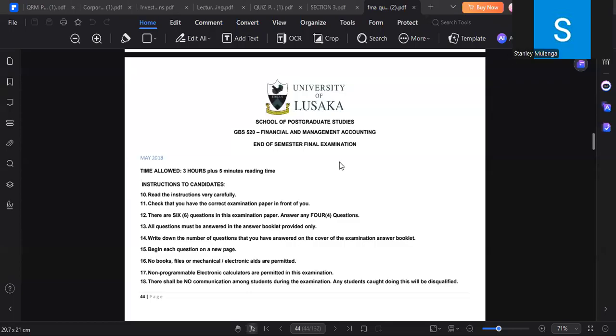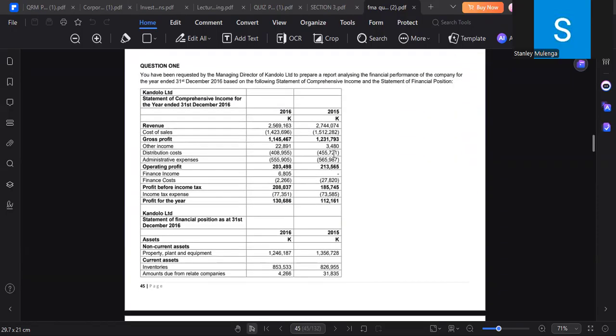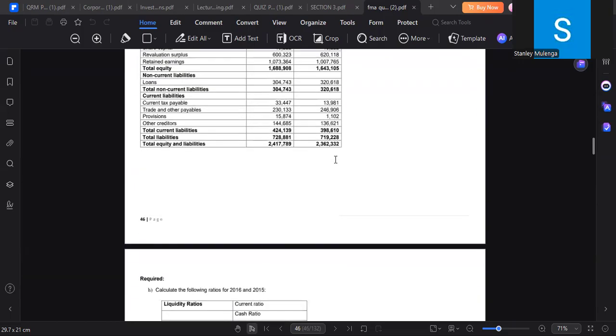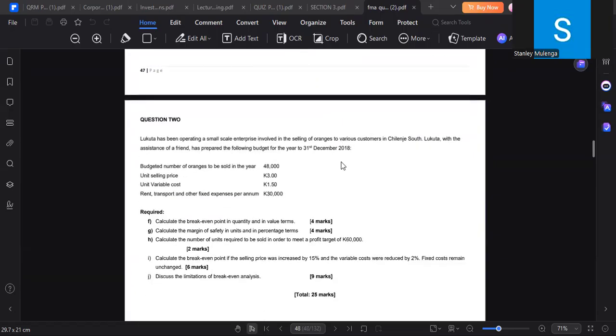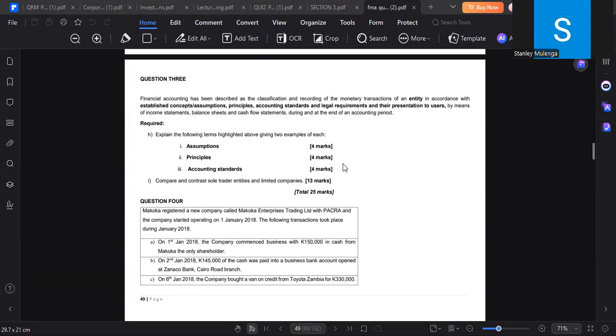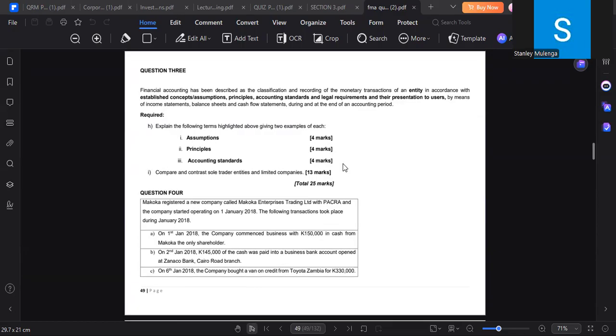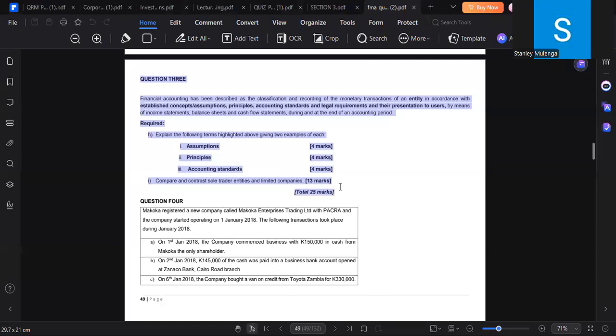Our revision will be on the 2018 paper. So since we're doing revisions, we'll select any questions where we feel we are behind. There are questions to do with ratio analysis, questions to do with CVP, questions to do with assumptions, and questions to do with ledger accounts.